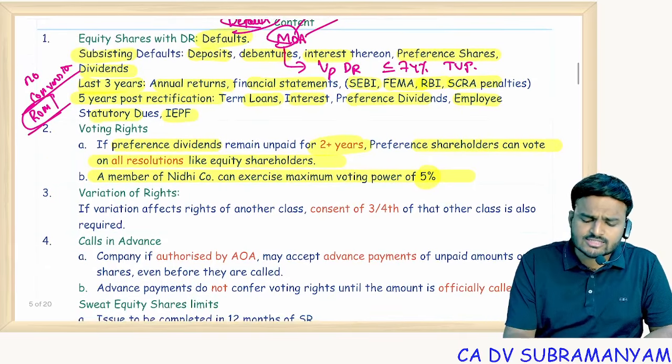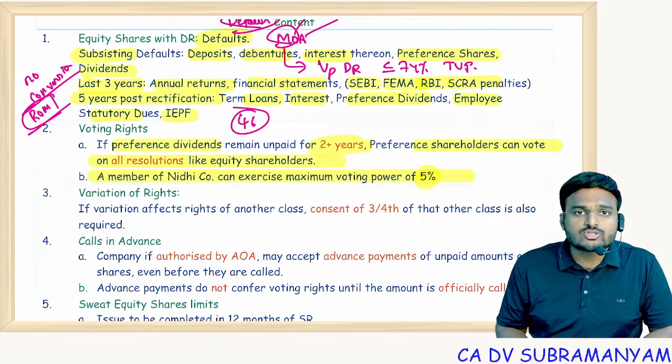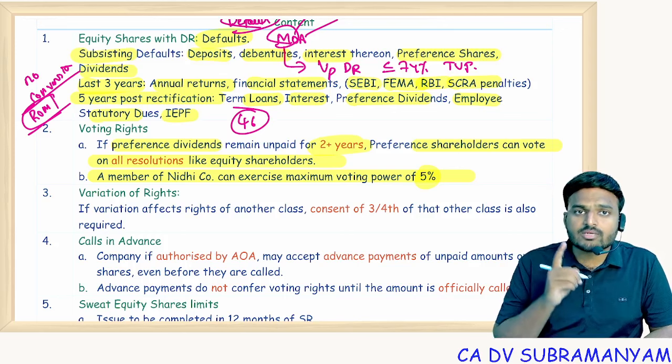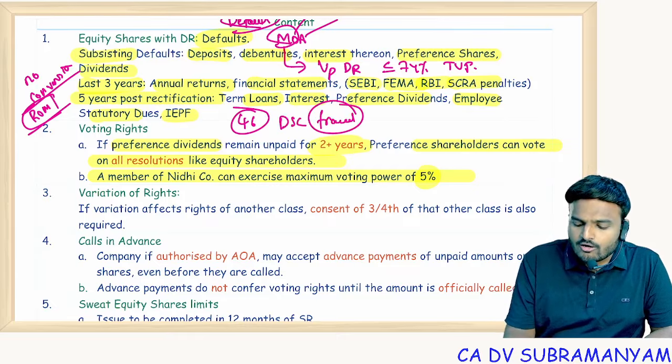Between these two sections, there is one section, that is section 46. What is section 46? Issue of share certificates. Duplicate share certificates are also covered. Remember, my dear students, if there is any fraud in duplicate share certificates, the officer in default gets punishment under section 447.